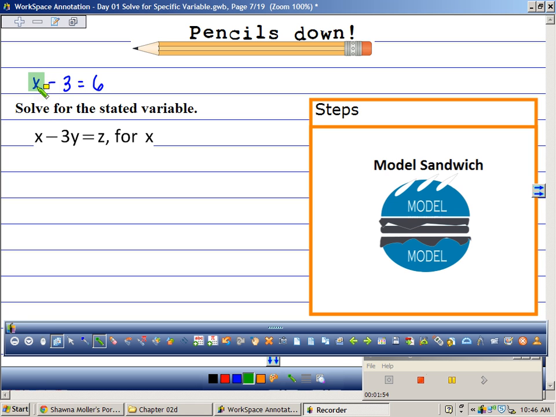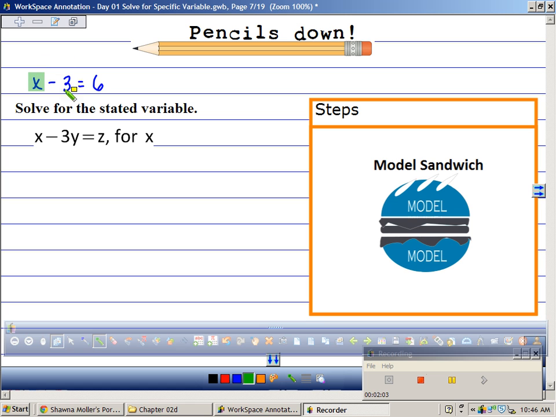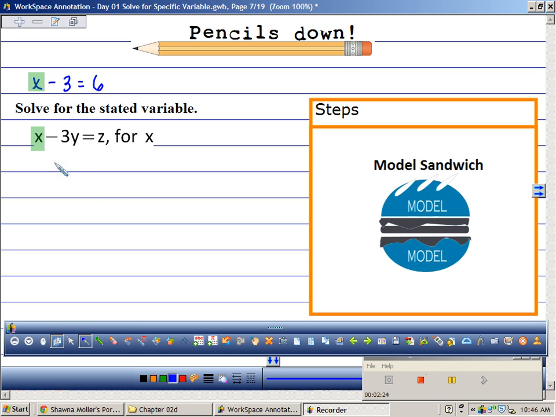I would add 3. I've got x and negative 3 here. The relationship between x and 3 is they're being subtracted. If I want to find x here, what's going on between x and 3? How are they together? What's the relationship between the two of them? Subtraction. How do I undo subtraction if I want to break them up? Addition.